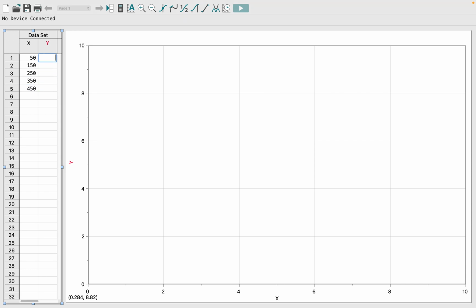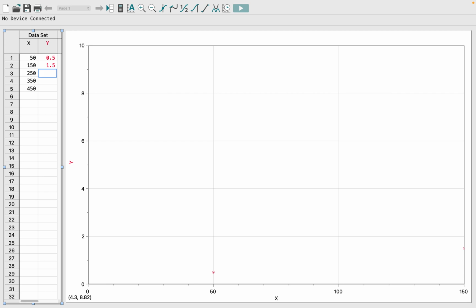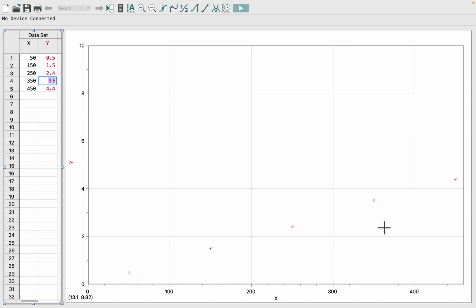And you found that the forces of gravity were like 0.5, and then maybe 1.5, and then 2.4, and then 3.5, and then 4.4. Let's say those are your data points. You'll notice that when I put them in, Logger Pro automatically plots them, which is kind of nice. We have a little bit of work to do though.